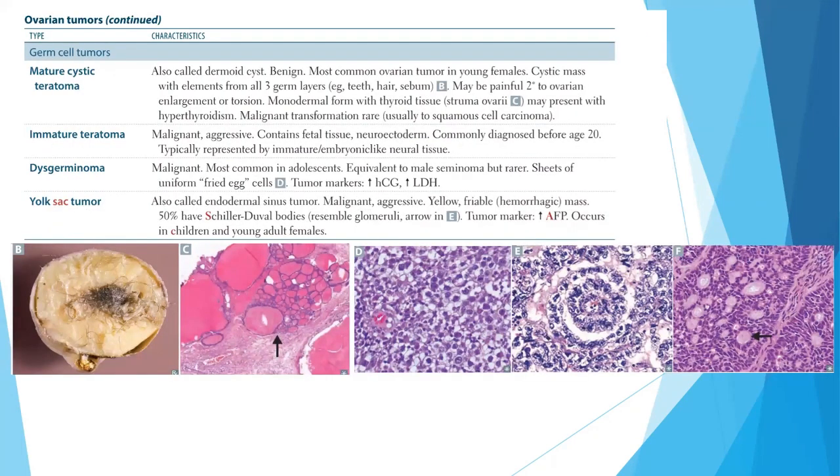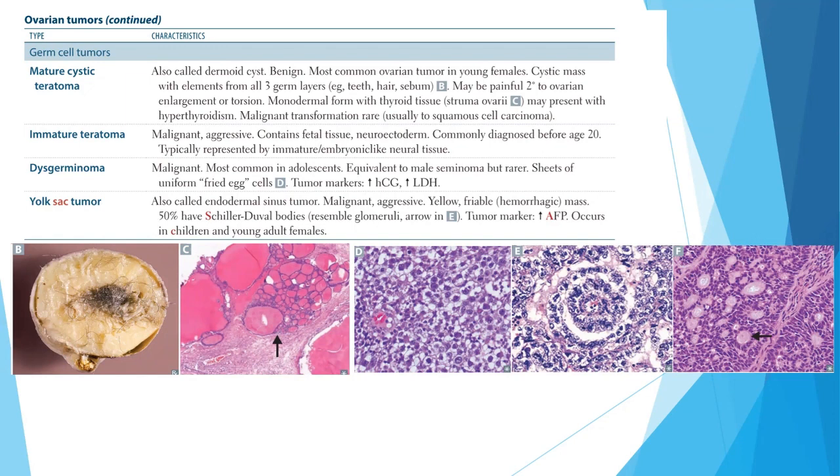Mucinous carcinomas are malignant, rare, and may be metastatic from appendiceal or other GI tumors. The mature cystic teratoma, you can see in this figure, contains sebaceous material, hair, and teeth. This is a very typical feature of mature cystic teratoma. It can contain structures derived from all three germ layers. Immature teratoma is malignant and aggressive, and it contains fetal tissue and neuroectoderm. Dysgerminoma is malignant, most common in adolescents, and equivalent to the male seminoma, but rarer.